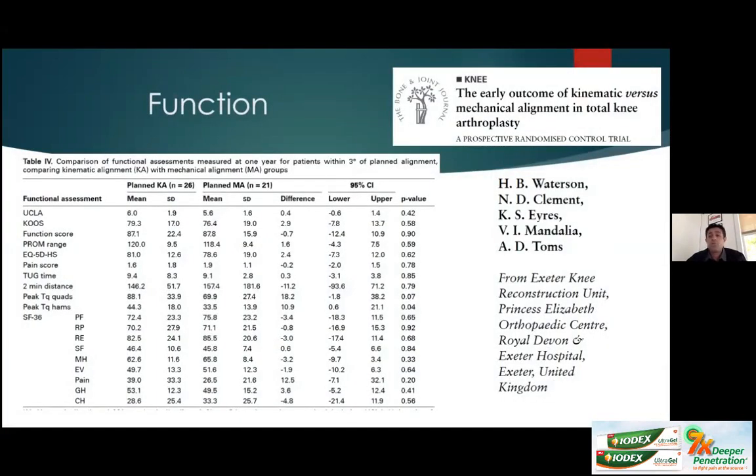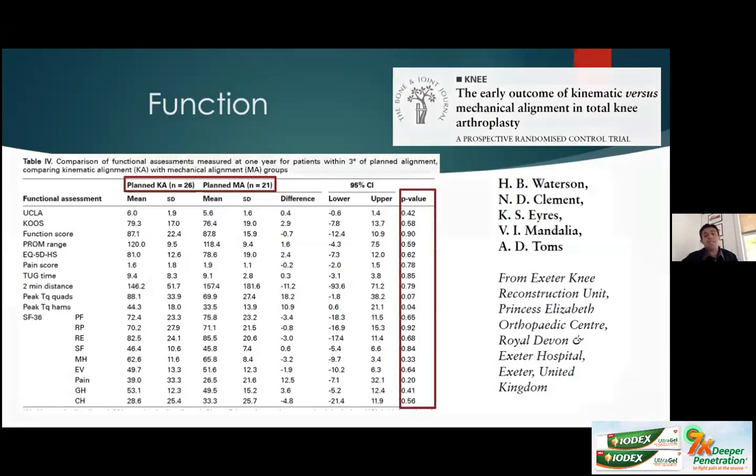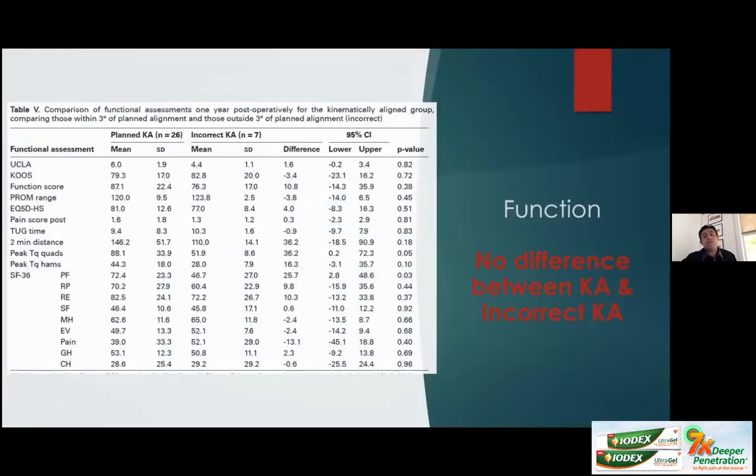The Exeter group shows the same thing. There is no functional benefit when you look at all these various scores, European scores, timed up and go, 2-minute distance test, absolutely no difference, whether you do a planned kinematic or a planned mechanical. Now, if you extend this and let's say that you don't follow your plan, all of a sudden you have an incorrect piece in the functional scores. So there is some disconnect between putting a knee where you think it is and then achieving the function that you want for that patient. And that's what we are most interested in.